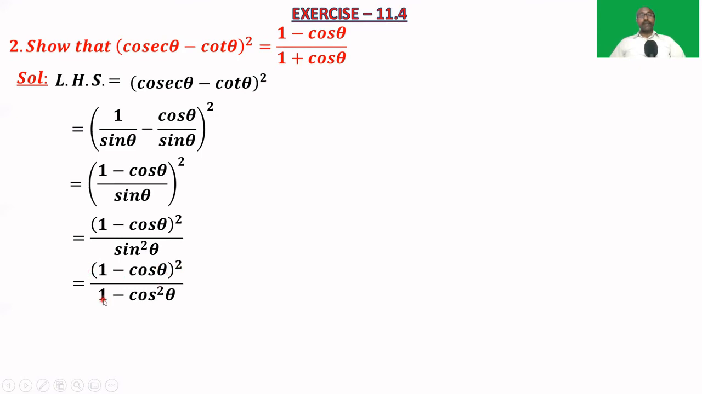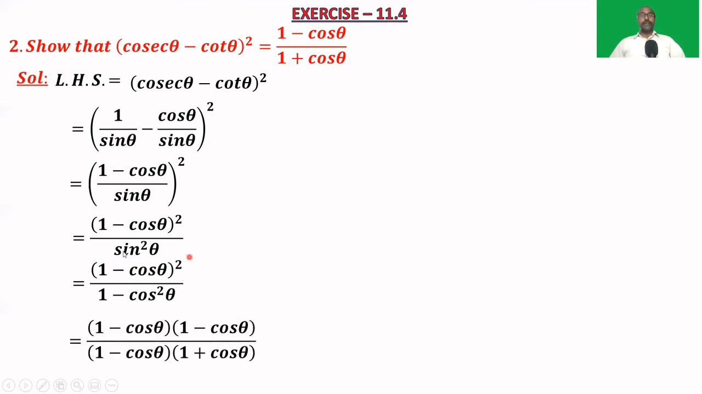So here 1 can be written as 1 square, and this one is cos square. So it is of the form a square minus b square. So we can split it into a minus b into a plus b. And in numerator, we can write it as product of 1 minus cos theta into 1 minus cos theta, like this. So numerator is split as 1 minus cos theta into 1 minus cos theta, and the denominator is factorized as 1 minus cos theta into 1 plus cos theta. So the reason is a square minus b square is equal to a plus b into a minus b.